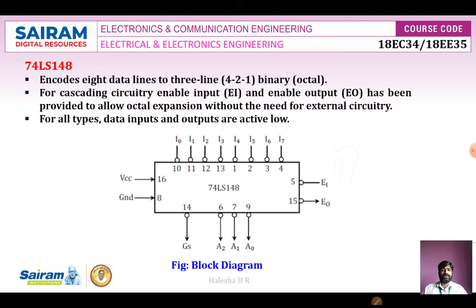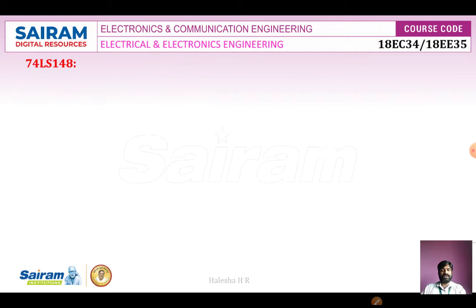See, observe the block diagram. Bubbles are added on the input side as well as the output side. So inputs as well as outputs are all active low. So enable input is also active low and enable output is also active low, and one more output is there, that is GS, group select. When one among these is selected, it makes it 0, otherwise it is 1.